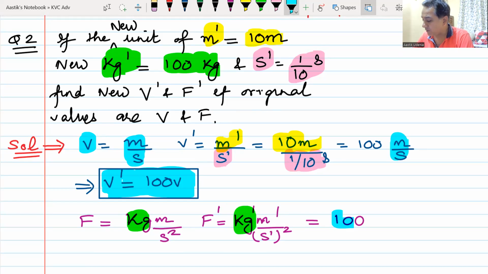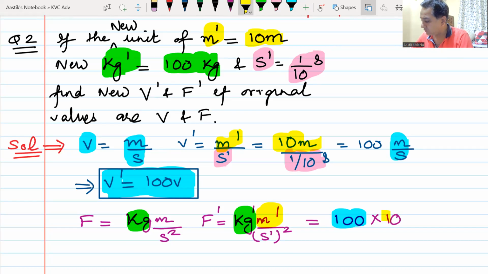I hope everyone is following me. Then I need to convert meter dash, 10 meters, into meters. Well done, my dear friends. So this will be multiplied. On the numerator it is multiplied by 10.